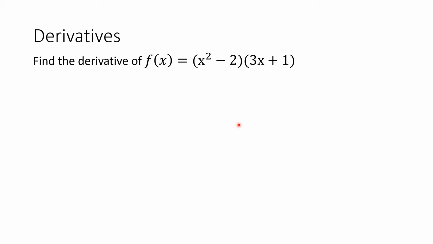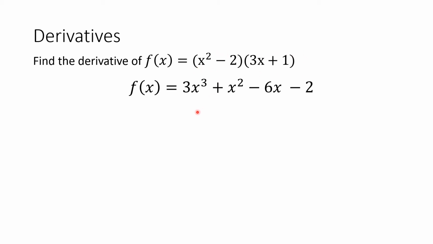We can also solve the derivative of a product in another way. Since these two factors are both binomial, we can use the FOIL method to first simplify this into a polynomial. So f of x will be equal to 3x cubed plus x squared minus 6x minus 2. So this is our new f of x that is simply coming from using the FOIL method for these two factors.